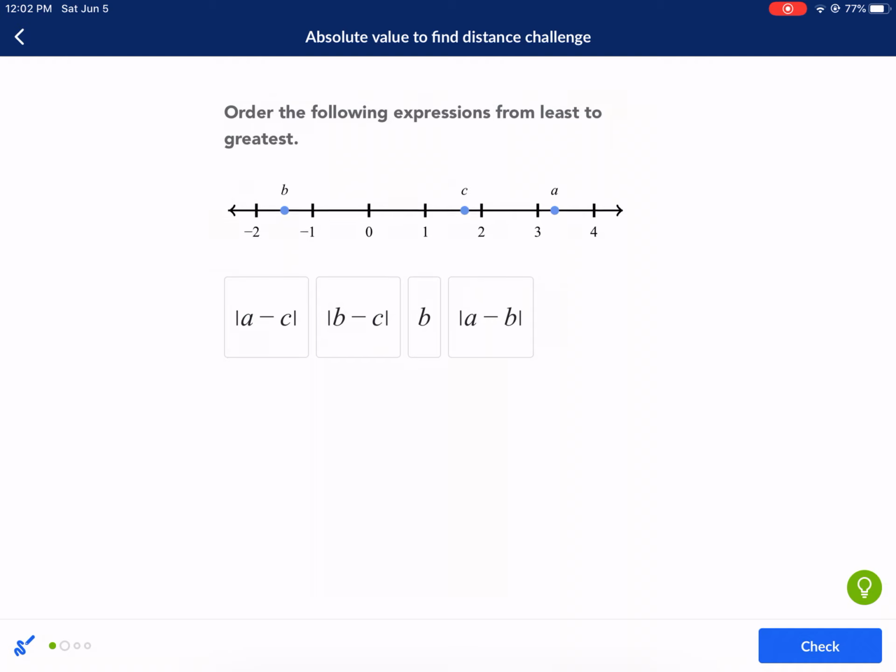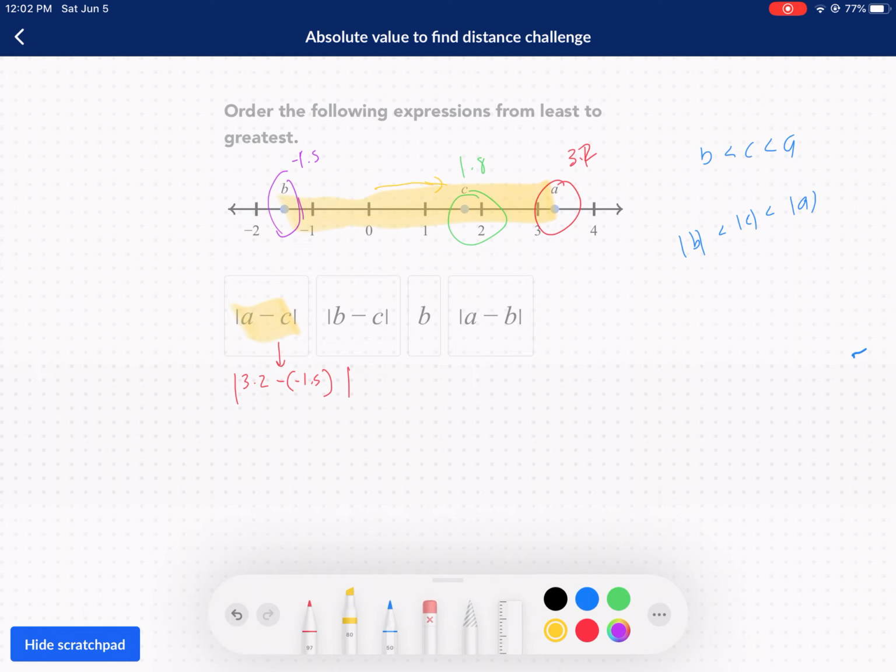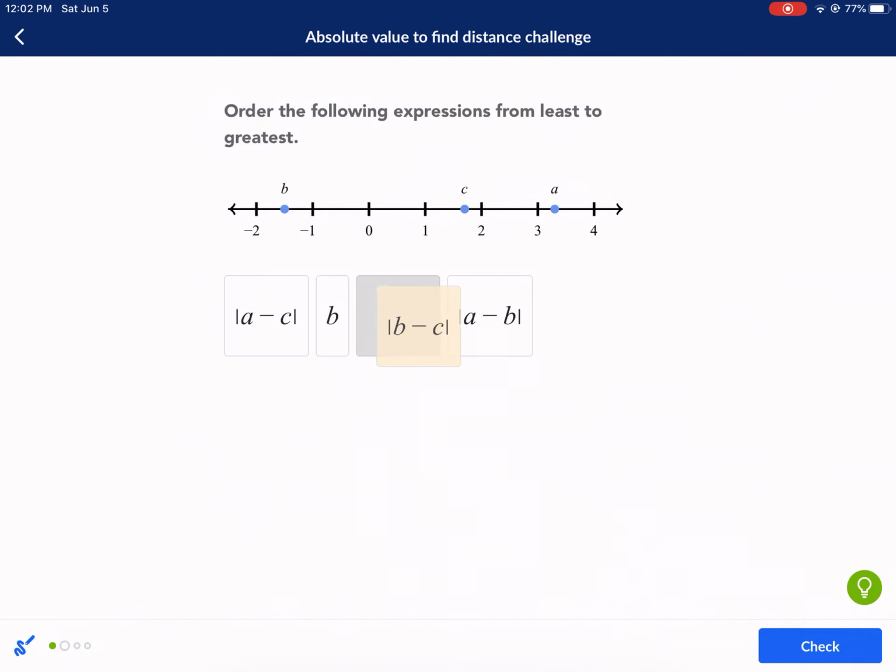Now, my question is, which one is the greatest? On the left or the right? That'd be good to know, from least to greatest. Okay, so least is on the left, greatest on the right. So that's got to be our biggest value because it's the biggest distance. Our next biggest distance looks like it's going to be B to C. So B to C looks pretty big also. So we're going to put that second.